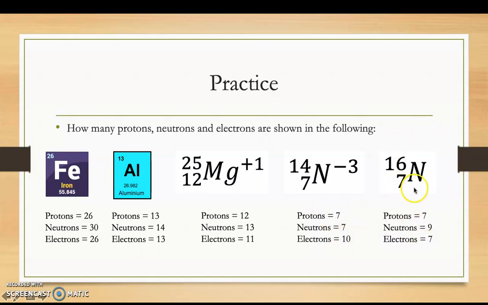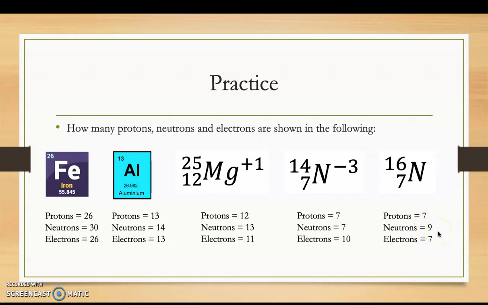Now this nitrogen does not tell me a charge, so that means I determine my protons are 7 based on that atomic number, and my electrons are going to be 7 as well because it is neutral. They have to equal each other out. Now my mass is 16. 16 minus 7 is 9, which is where my neutrons are.